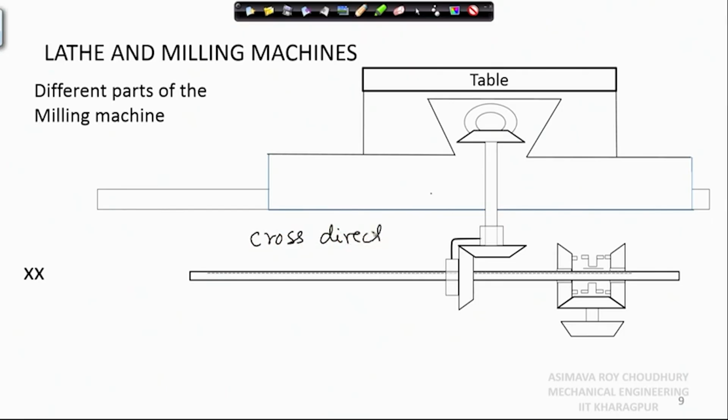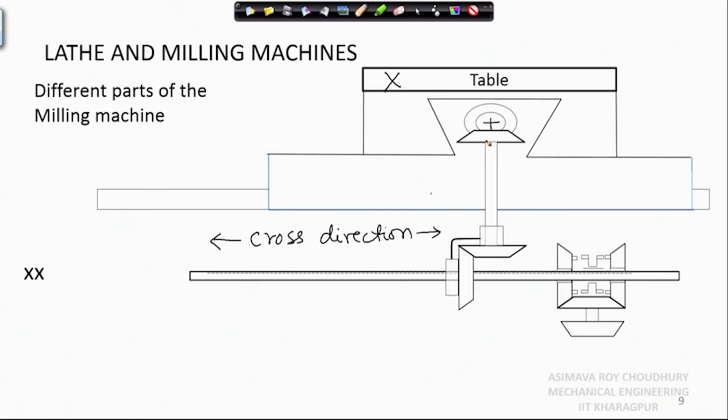Or transverse direction or cross direction. This is the longitudinal direction which we cannot see now. We are looking along the longitudinal direction. Okay. So, this must be the screw of the longitudinal direction, and that is what we have tried to show here. This bevel gear brings in the power for that. Okay.